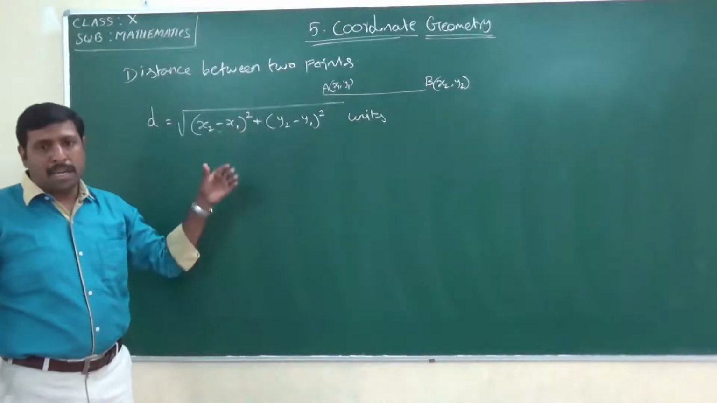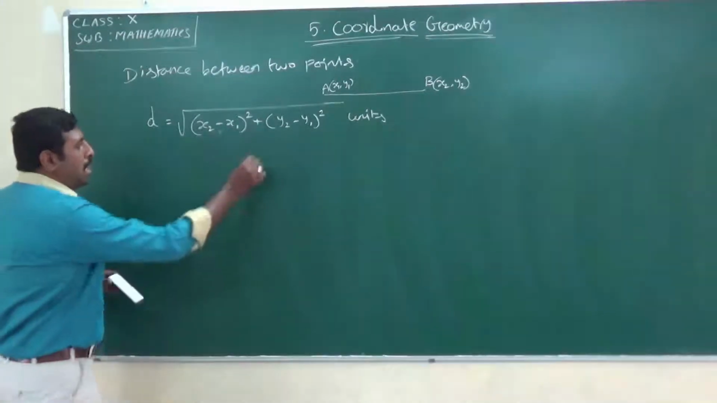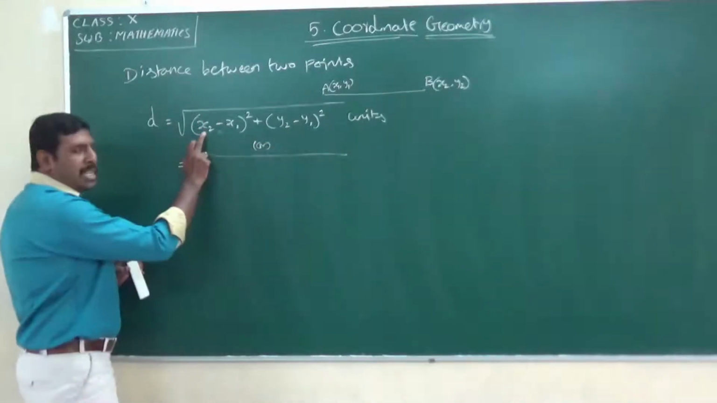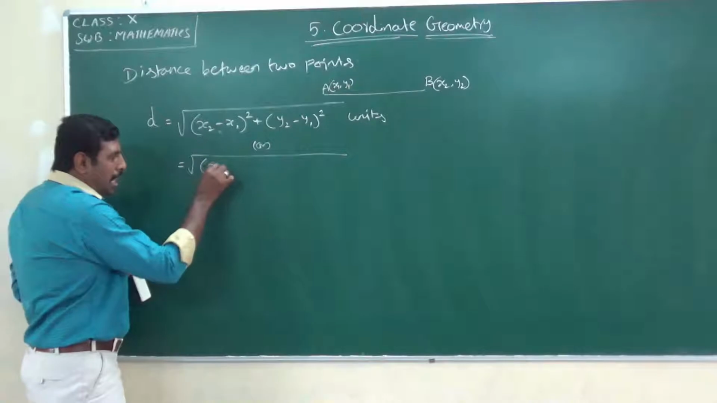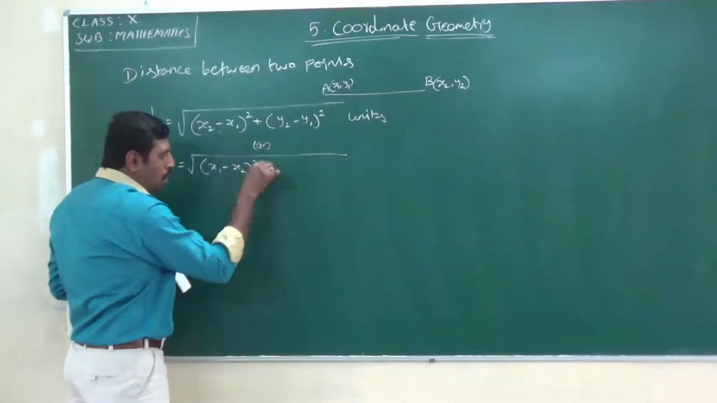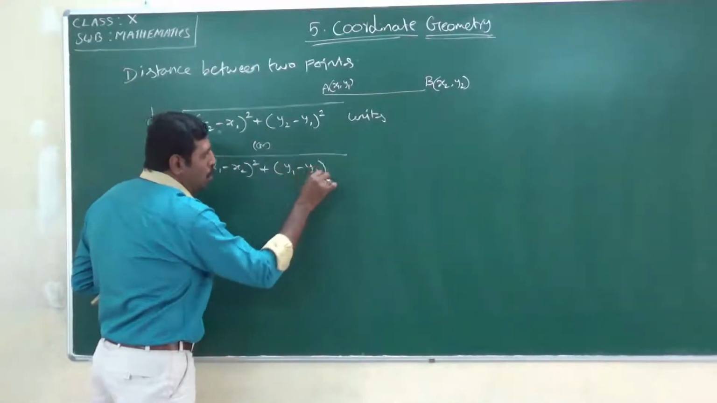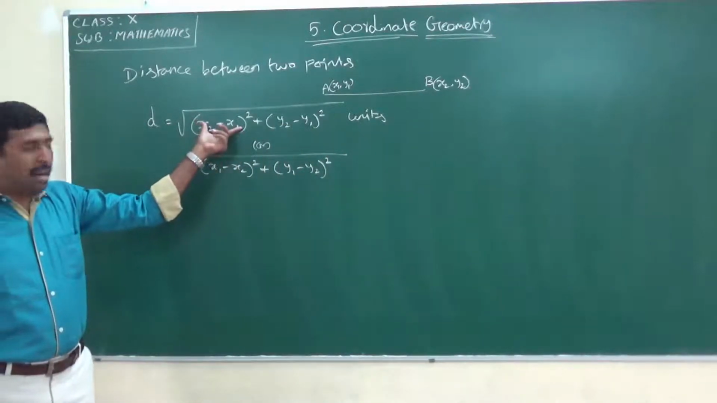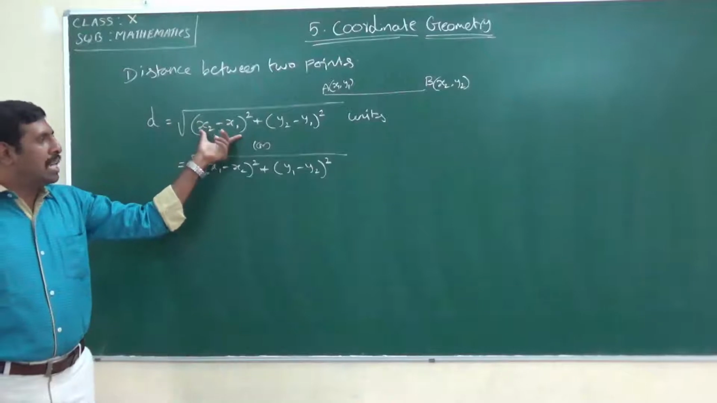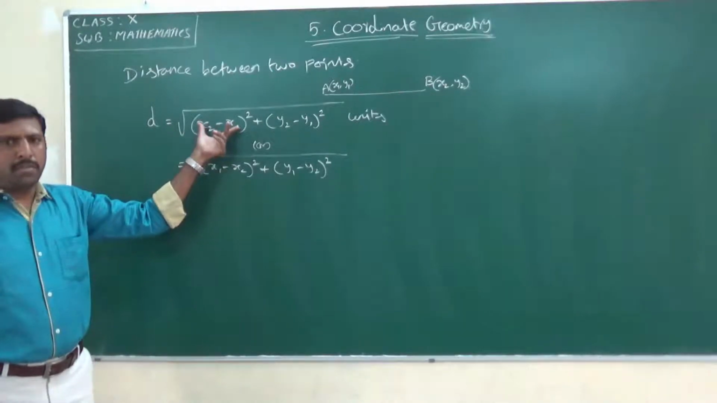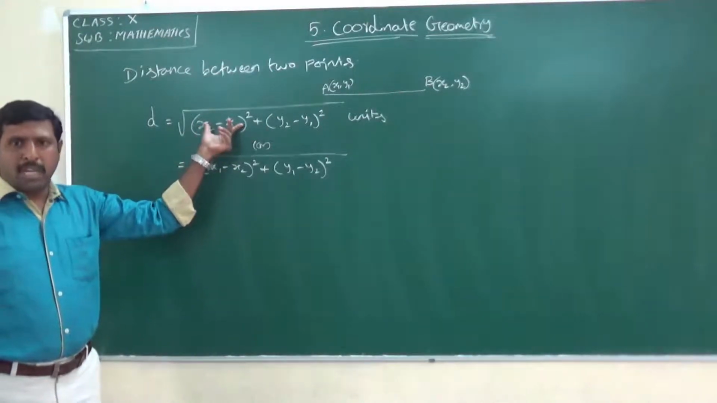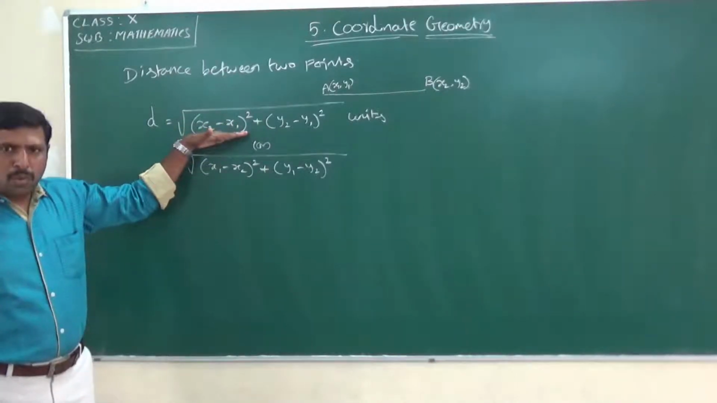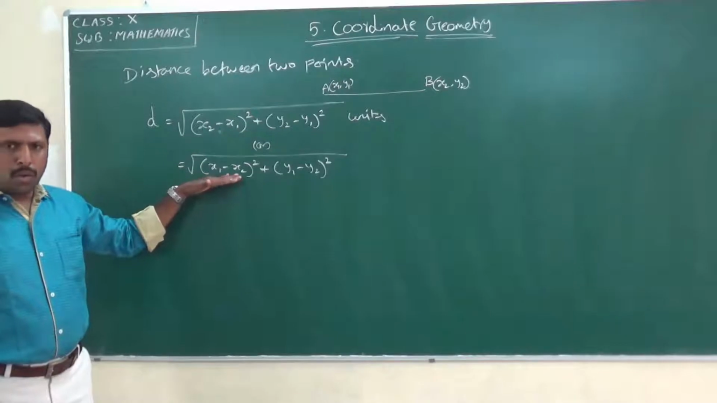We can rewrite the formula as the root of (x1 minus x2) whole square plus (y1 minus y2) whole square. Both give equal values because we are squaring the term, so we cannot get a negative value. When we are squaring, we get only the positive value. So we can use (x2 minus x1) whole square or (x1 minus x2) whole square, right?